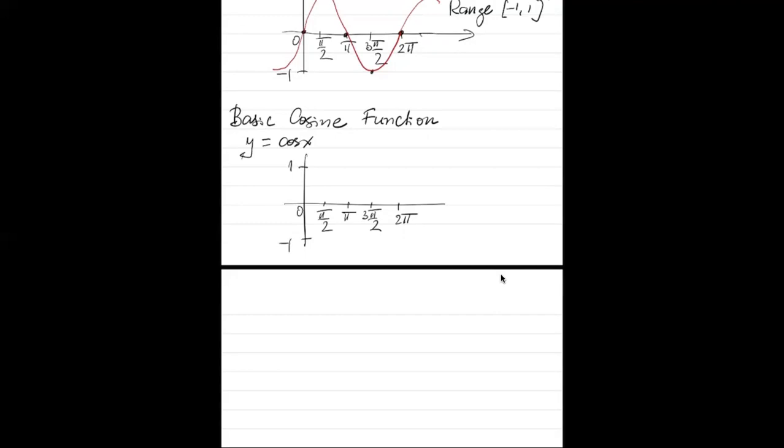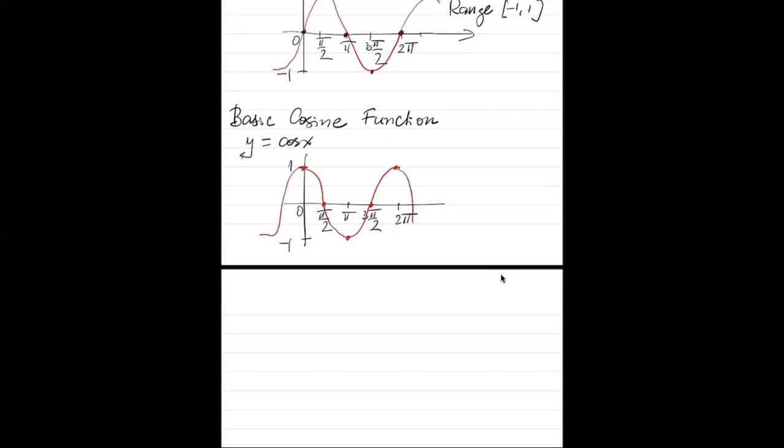Now we know cosine of 0 is 1. Cosine of pi over 2 is 0. Cosine of pi is -1. Cosine of 3 pi over 2 is 0. And cosine of 2 pi is the same as cosine of 0, which is 1. So we connect these points with a nice curve, so there are no sharp corners, and it looks like an open ball.